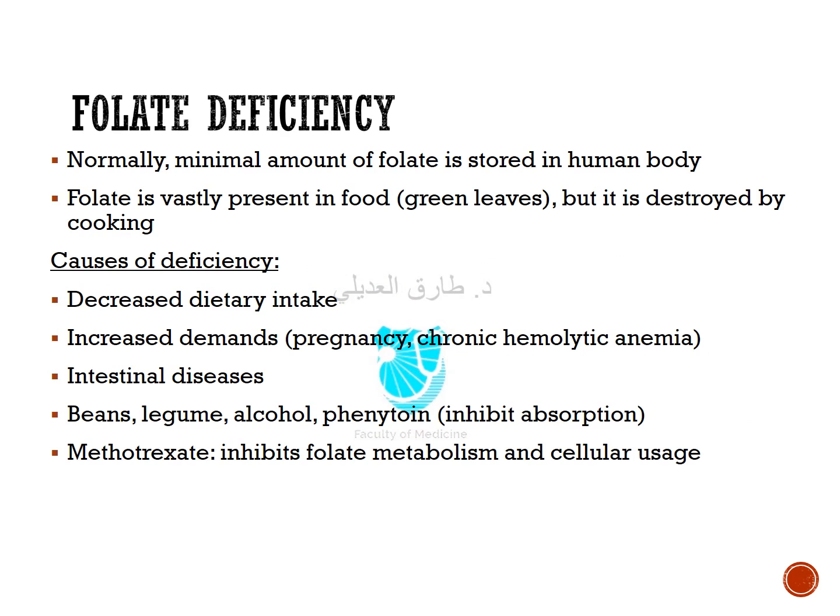Folate deficiency. Normally there is a small amount of folate in our body. It can be stored in a small amount, and there is a high turnover. Folate can be depleted quickly, and we can replete and replenish it and نعوضها again quickly. Folate is vastly present في food, but most commonly موجود في green leaves. The problem, it is destroyed by cooking. عشان هيك if you eat fresh green leaves like lettuce or other things, you can take a good amount of folate. What causes deficiency?